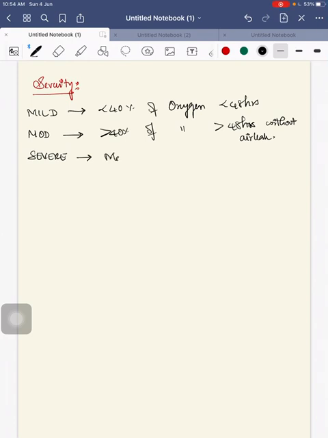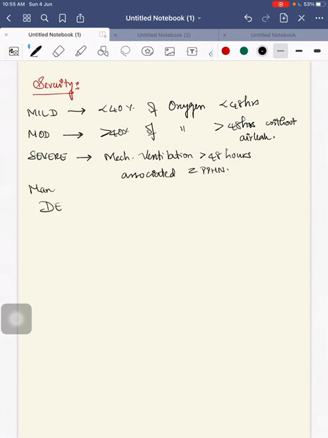In severe case, the child will require mechanical ventilation for more than 48 hours. This can be associated with persistent pulmonary hypertension. Okay. So what is the management of meconium aspiration syndrome?